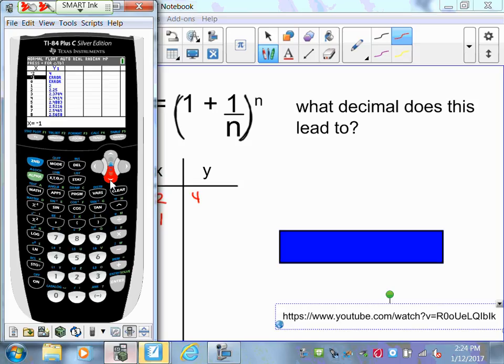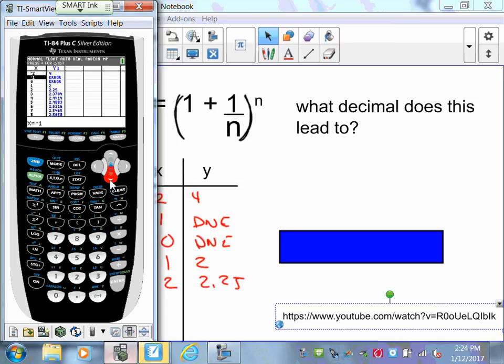At -1, it does not exist. Same thing at 0, it does not exist. When you go to 1, you got 2. When you got 2, you got 2.25. As you get bigger and bigger, notice the e kind of sticks at 2, but the decimal places just keep growing and growing, right?